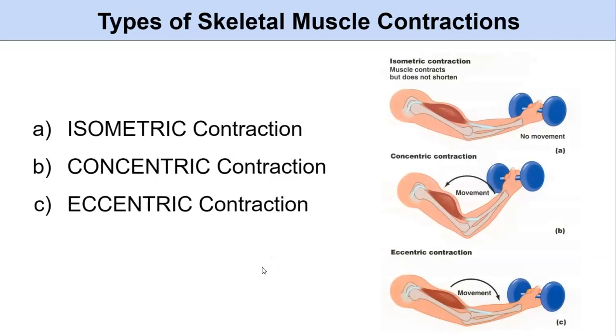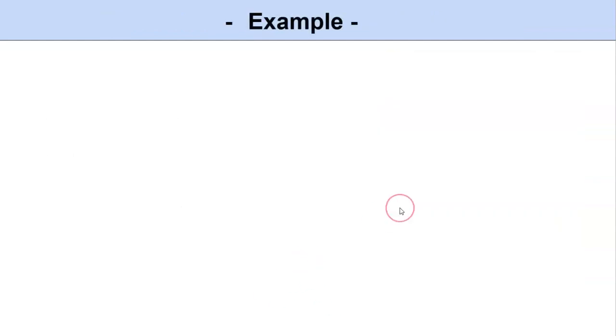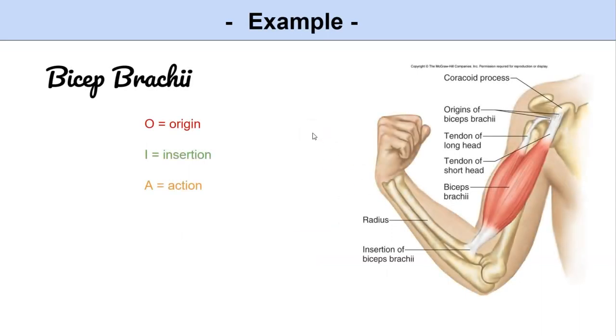Now, talking about contractions, there are three different types of contractions that a muscle can do. They can perform an isometric contraction, a concentric contraction, and an eccentric contraction. Let's begin by using the bicep brachii as an example.